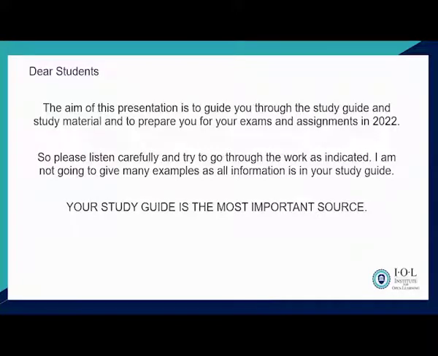Students, now what is the aim of this presentation? First, to guide you through the study guide and study material and to prepare you for your exams and assignments in 2022. Please listen very carefully and try to go through the work as indicated. I am not going to give many examples as all the information is in your study guide. Your study guide is the most important source and document that you need.